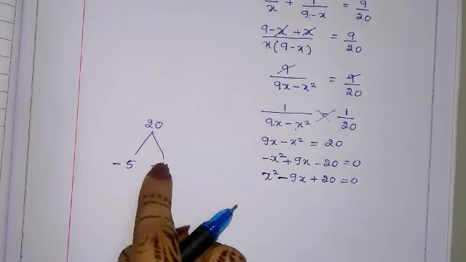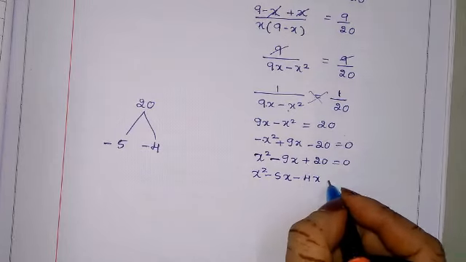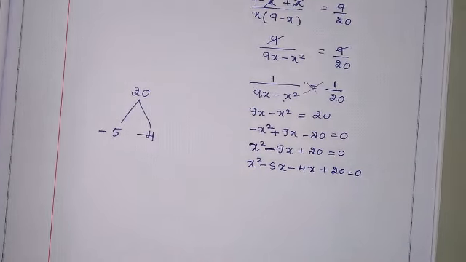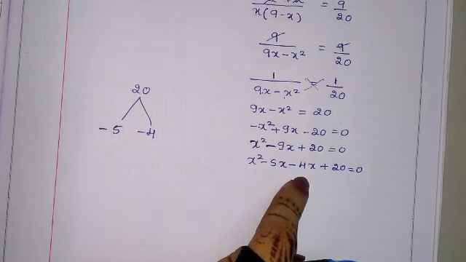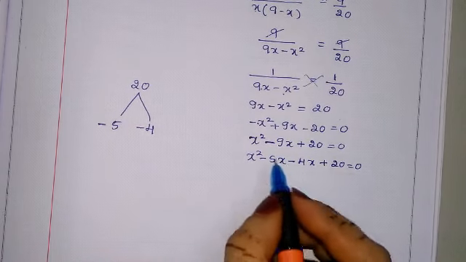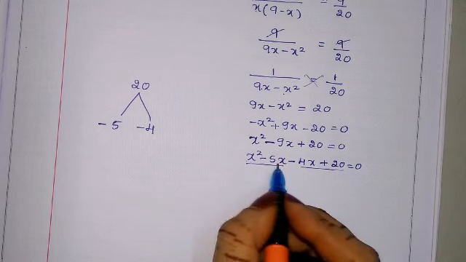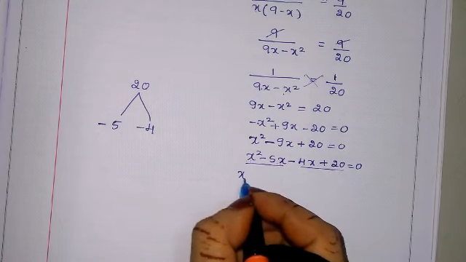So let us write here x square minus 5x minus 4x. In place of 9x, we have to write this. Plus 20 equals to 0. This is the factorization which you have learned already in 9th standard and 8th standard. How to factorize? You people are perfect, being 10th standard students. Now, what we have to do? We have to take out the common factor in between this. In this the common is x. Let us take x common.